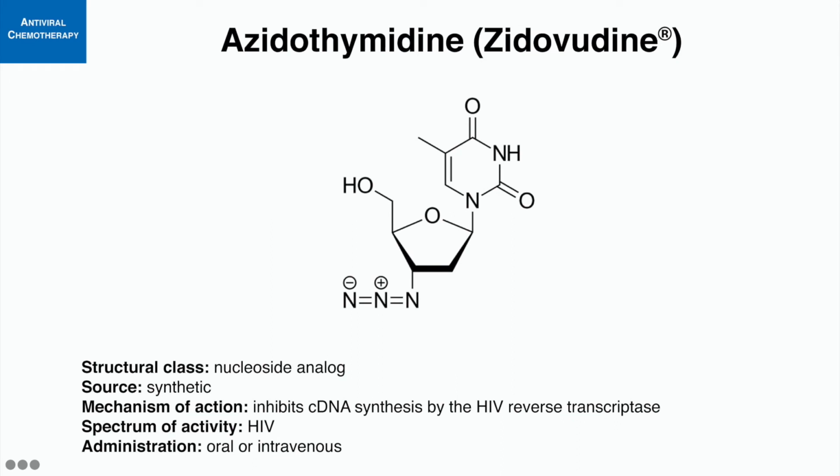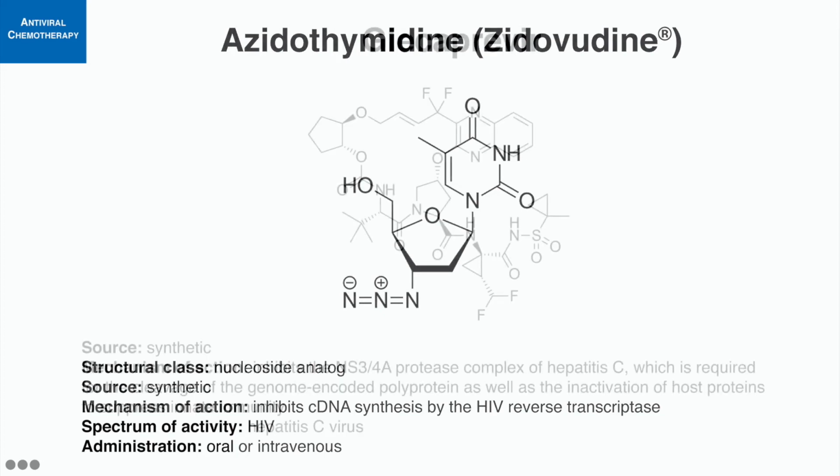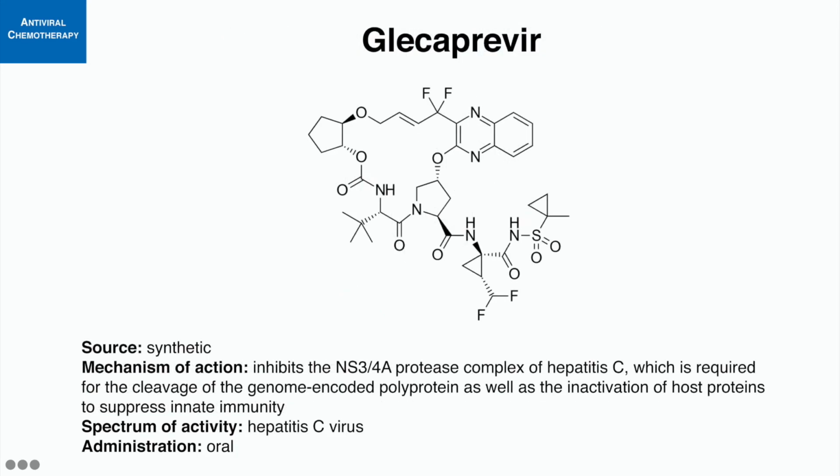Isoniazid is an example of a nucleoside analog which is used to treat HIV infections. Glecaprevir is an example of a protease inhibitor which is used to treat hepatitis C infections.